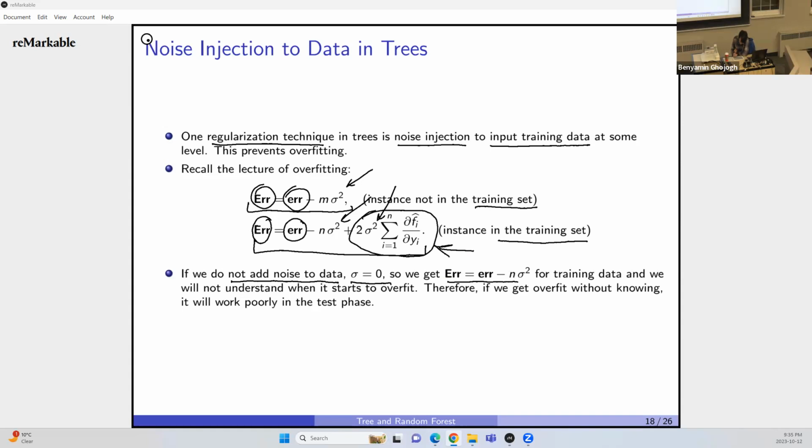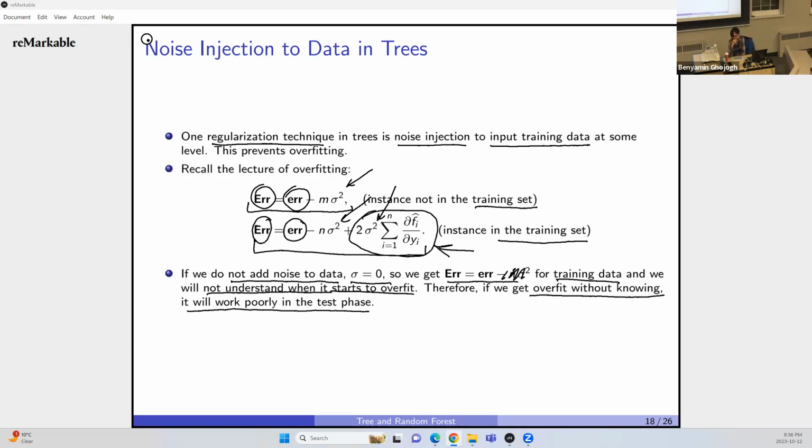Consider this. The complexity term goes away. This also goes away. Doesn't matter. For training data, my complexity term has sigma squared in it. Do you see that? It's multiplied by sigma squared. If we do not add noise, we will not understand when it starts to overfit. Therefore, if we overfit without knowing, it will work poorly in the test phase.